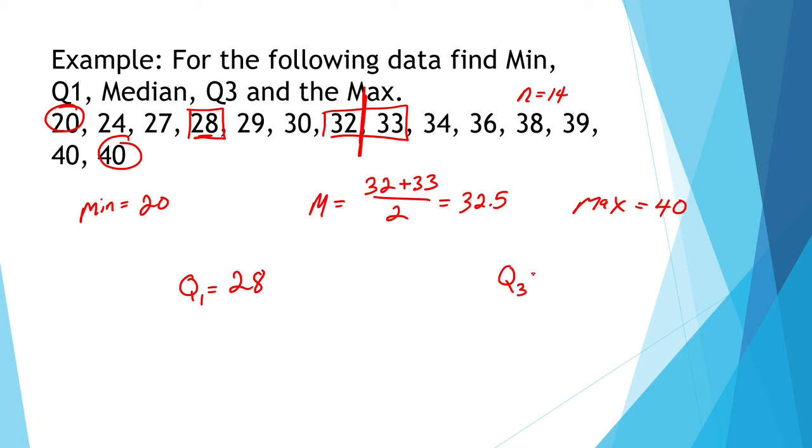Q3 is going to represent the median of the second half, so when I split the data in half, the number that is directly in the middle is 38. So Q3 is 38. So we have the min is 20, Q1 is 28, the median, or also known as Q2, is 32.5, Q3 is 38, and the maximum is 40.